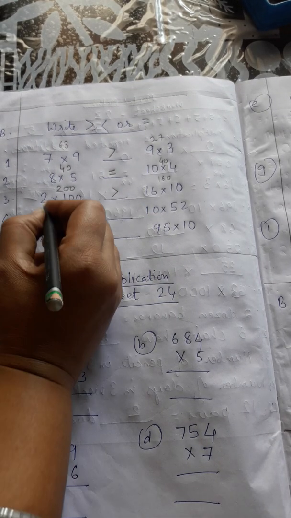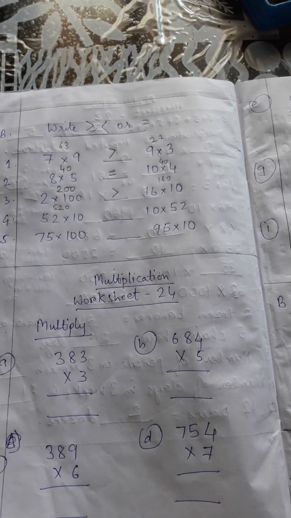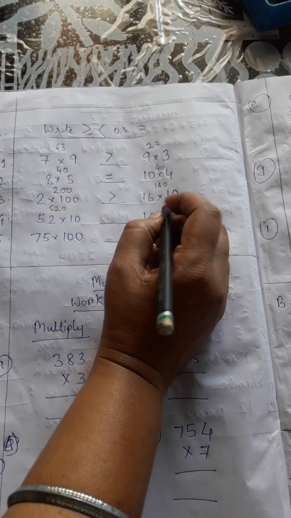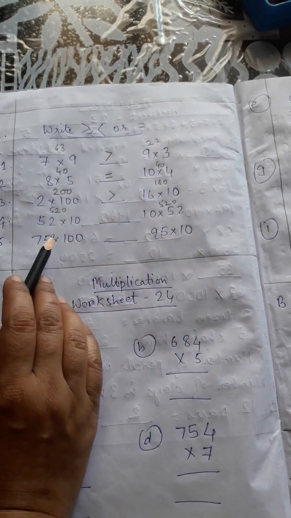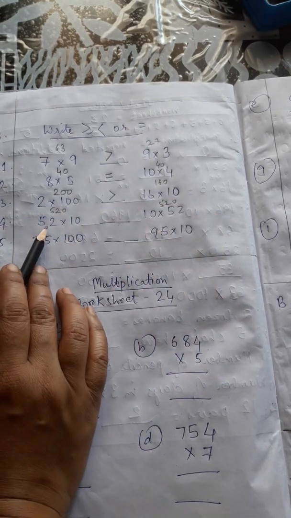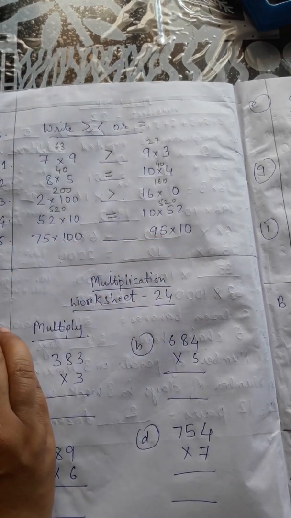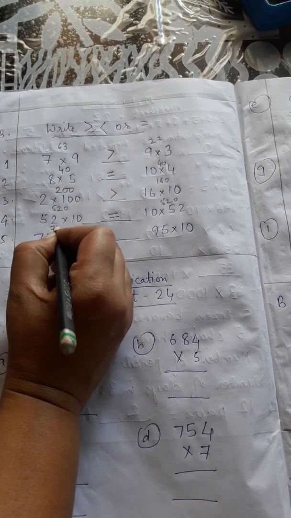52 into 10 will be 52 and add a 0, 520. And next is 10 into 52. Same, 520 is the answer. So which one is greater? Both are 520, so they are equal. Give an equal sign. Next, 75 into 100 will be how much? 7,500.